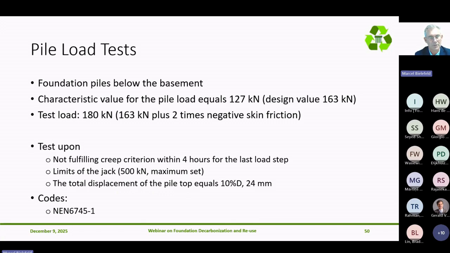The redesign showed a required pile working load of 117 kilonewton, almost 13 tons, with a design value of 16 tons, and the test load was 180 kilonewton, because in that we added 2 times negative skin friction. Tests are done with limits, of course, limits of the jack, limits of the pile itself, and of course we have to make sure that the superstructure is not damaged during the test.